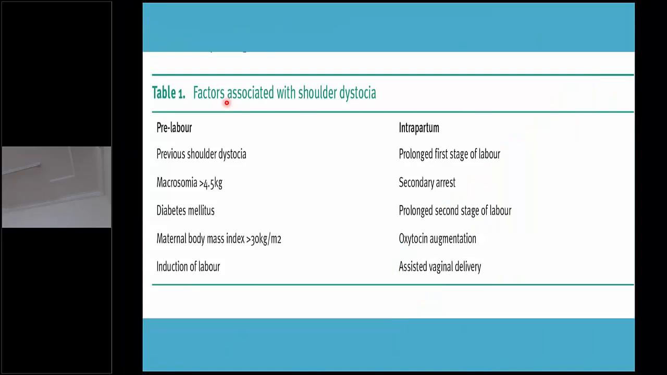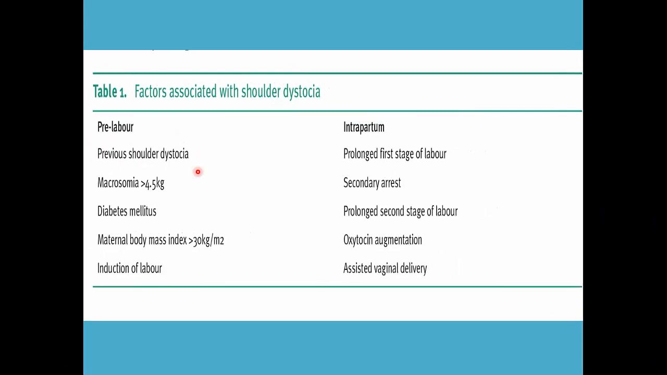This chart shows the factors associated with shoulder dystocia, divided into pre-labor and intrapartum. In pre-labor, the most important one is previous shoulder dystocia, the recurrence of shoulder dystocia. So in the history, you should ask about previous shoulder dystocia; the recurrence risk in subsequent pregnancy is reported between 1 to 25%.